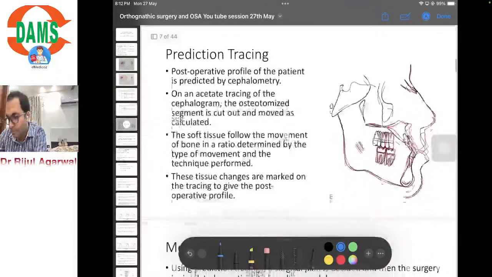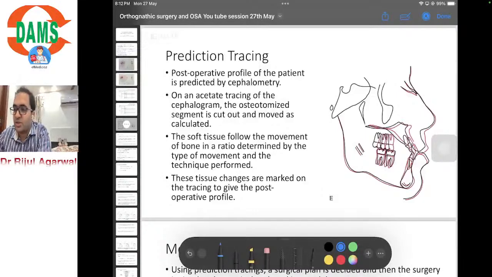Okay, so next comes the prediction tracing. So what is prediction tracing? Before orthognathic surgery is done, there is a series of steps which are done before a surgery is done. So what is the need? These steps are done to plan out the surgery first. We cannot bring the patient directly to the OT table before planning it out. So these plannings are done prior to the surgery.